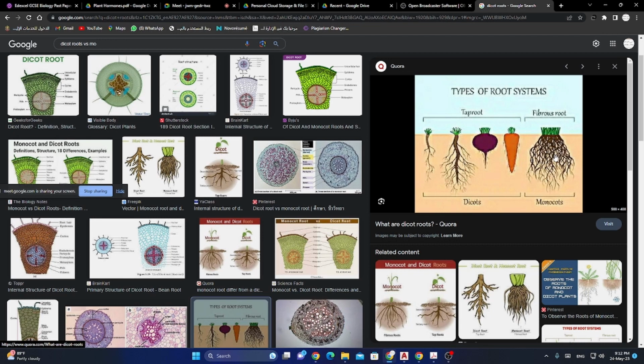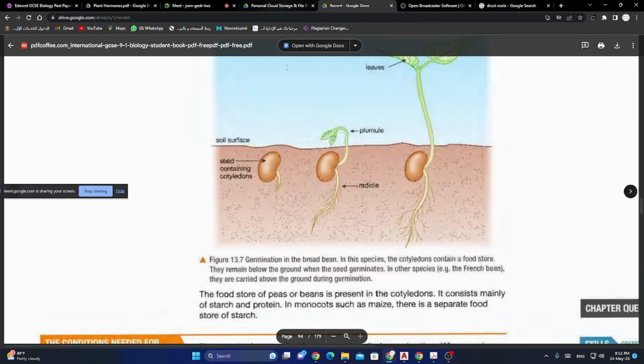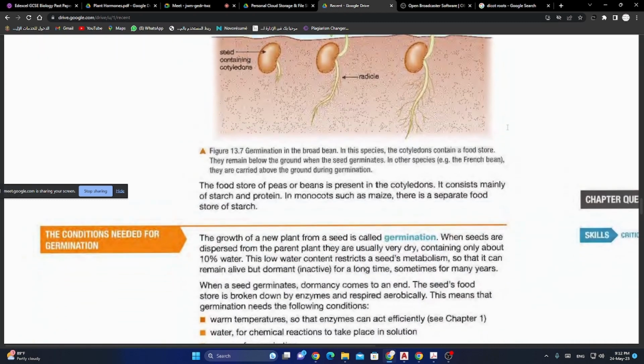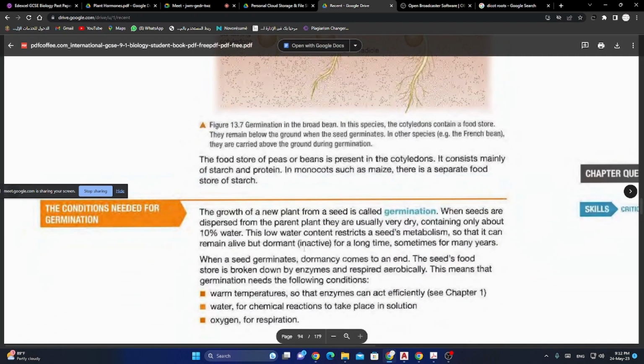These are just the four things that you need to know. Monocots only have one cotyledon. They have narrow and long leaves. Their veins are parallel, and the roots are fibrous. They're not really tap roots. Do you understand it now, or is there anything? Okay.